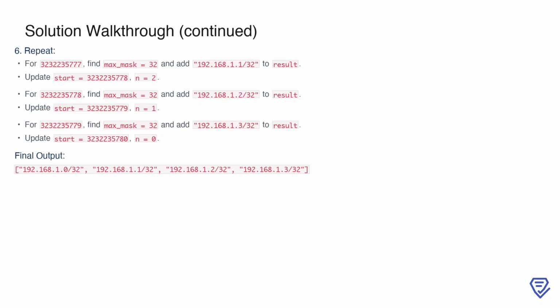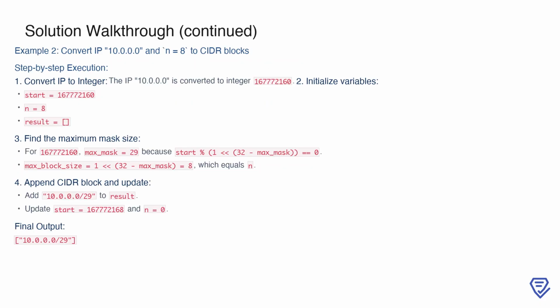Finally, for start equals 3232235779 and n equals 1, the maximum mask size again remains 32, and we add 192.168.1.3/32 to the result list. At this point, n becomes 0, so we stop the process. The final output for this example is the list of CIDR blocks, 192.168.1.0/32, 192.168.1.1/32, 192.168.1.2/32, 192.168.1.3/32.